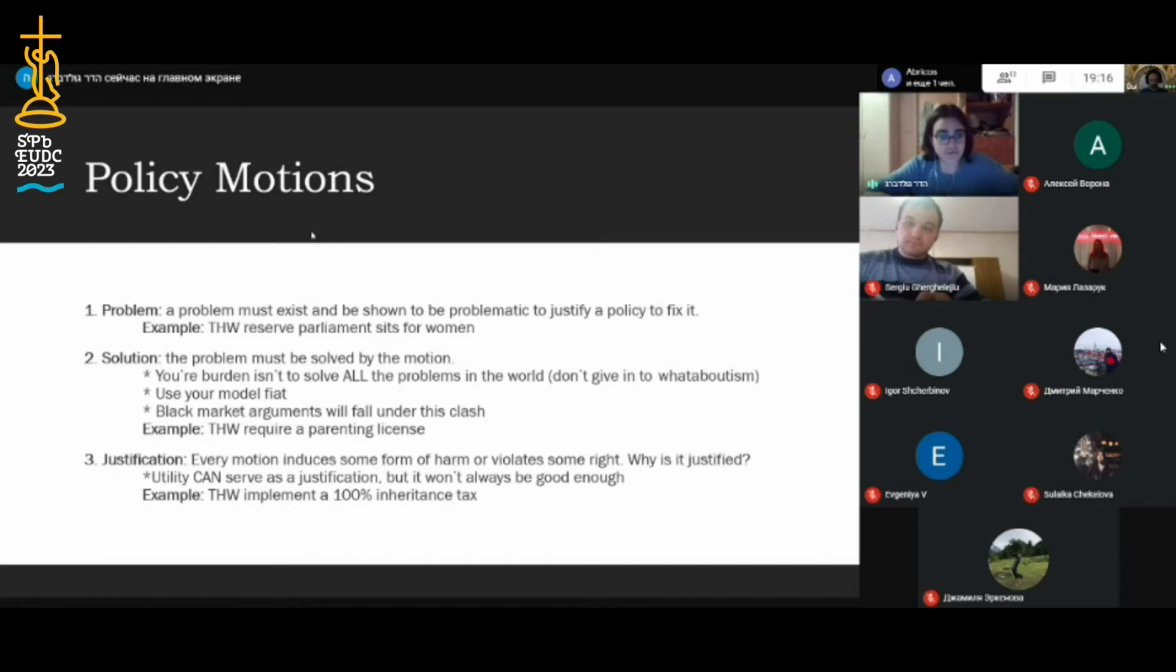If you prove that women being misrepresented in parliament is a problem, and if you prove that the motion solves the problem by giving equal representation for women, and opposition tells you in rebuttal, but there are other groups which are misrepresented in parliament. We also don't have a lot of ethnic minorities in parliament and religious minorities in parliament. What would you tell them?